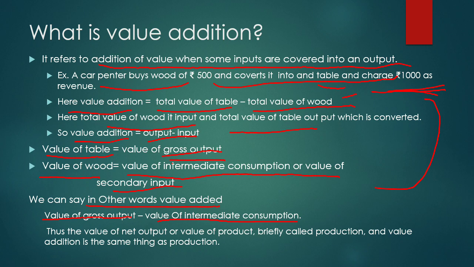So the value of net output, or value of product, is briefly called production. Production is the same as value addition. If we talk about value addition in another way, we are just talking about production. So value addition is the same thing as production, which we have studied. I hope you have understood that.